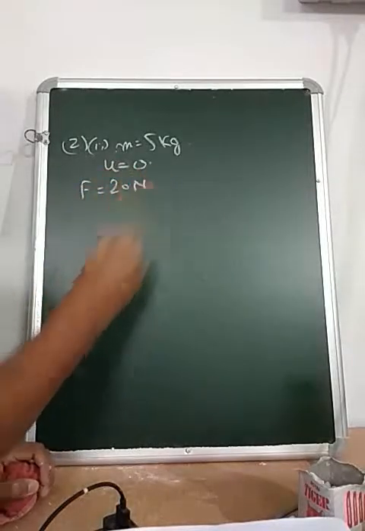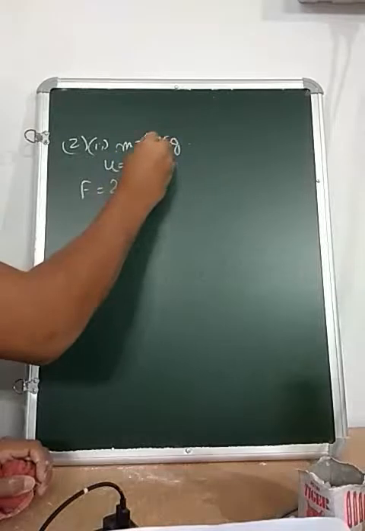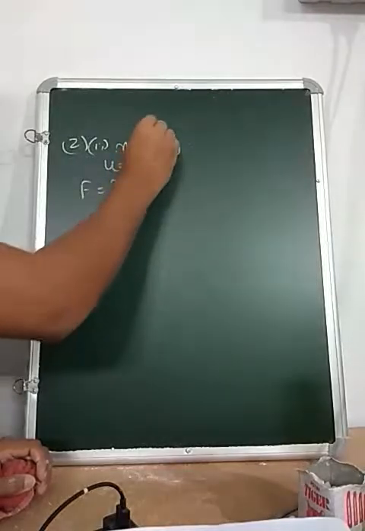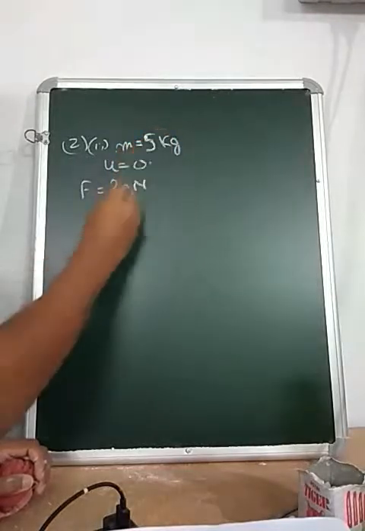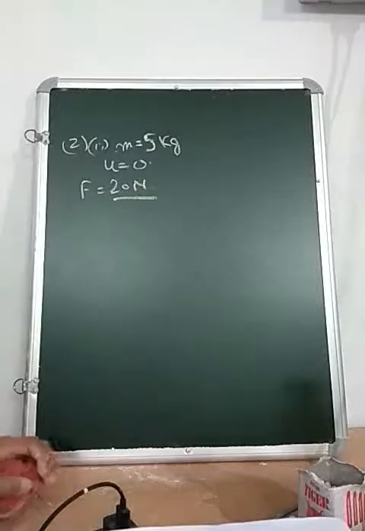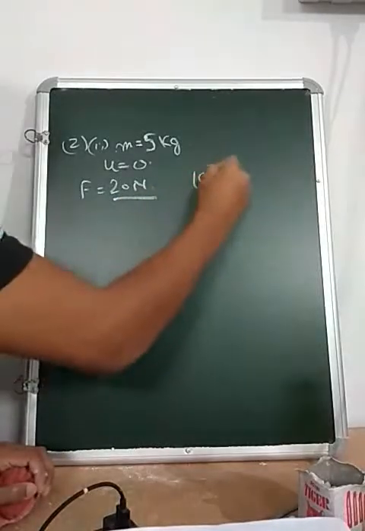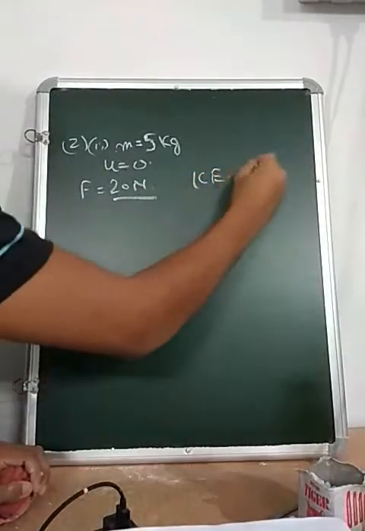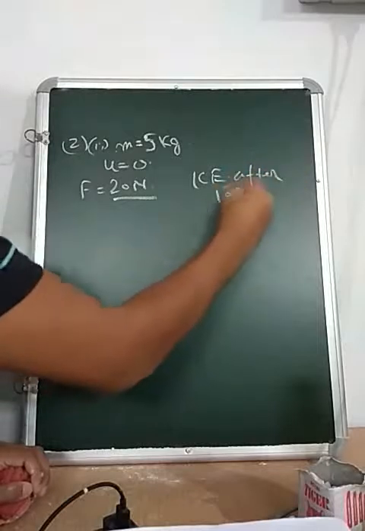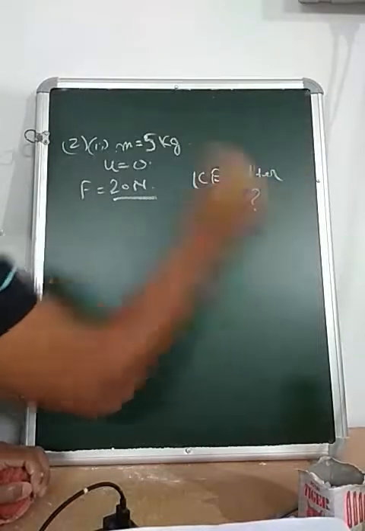20 Newton. A body of mass 5 kg which is initially at rest is subjected to a force of 20 Newton. So you are asked to calculate the kinetic energy of the body after 10 seconds.